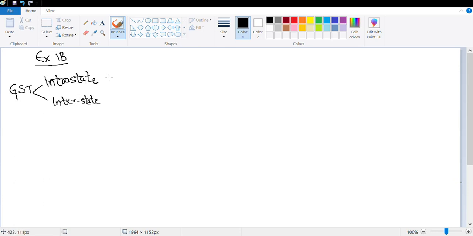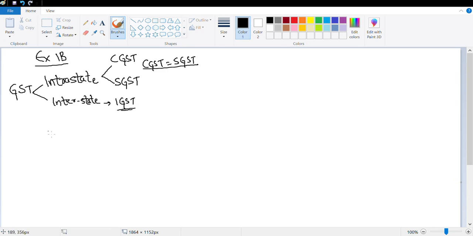Now, there were two parts to the intrastate GST. One was the central GST, and the other was the state GST. And in interstate, it was IGST, which was integrated goods and services tax. In this case, CGST is equal to SGST, and in this case, there's only one component, which is integrated GST.